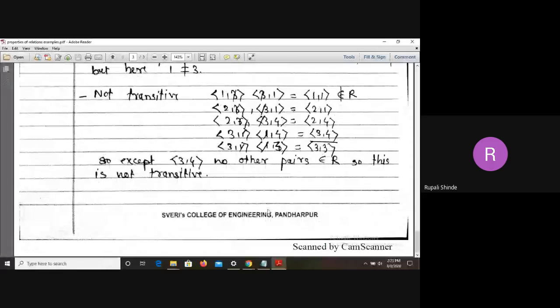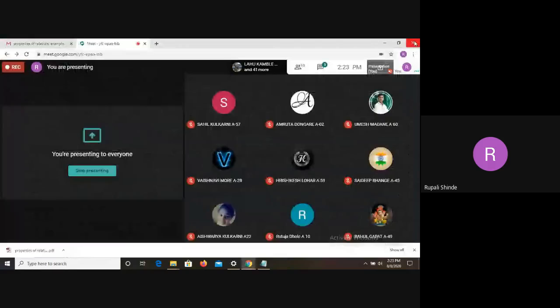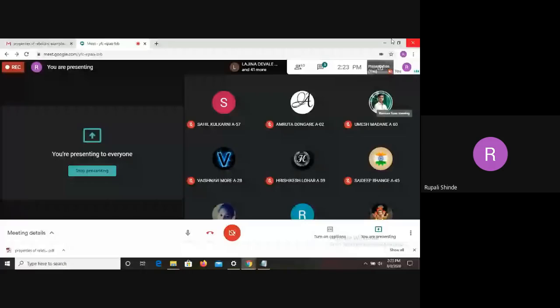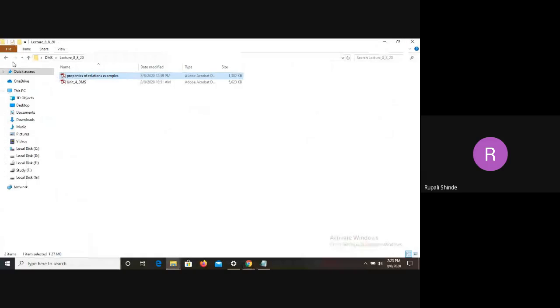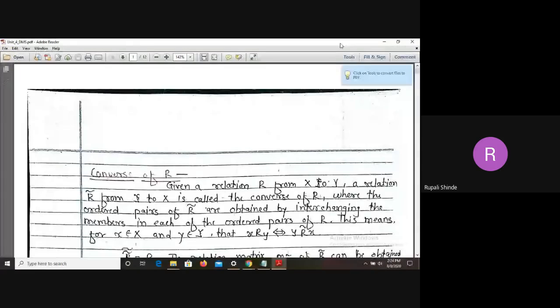So all these examples were based on properties of relations only. It was part of the revision. Now today we are going to see the remaining points from unit number 4, that is relations.